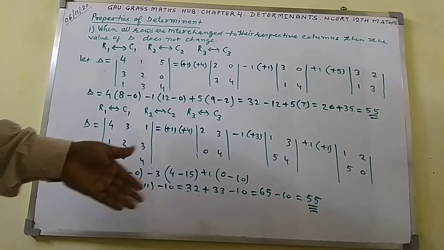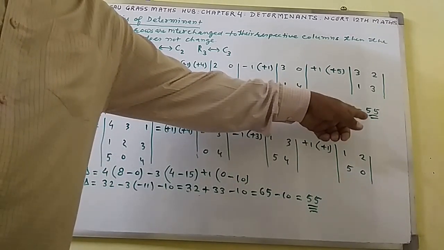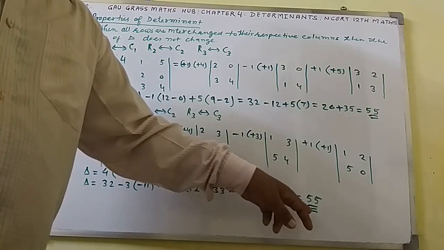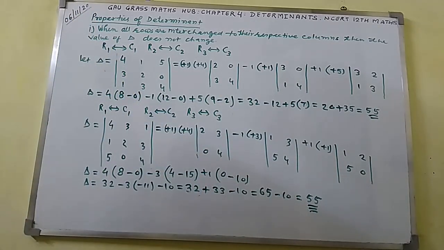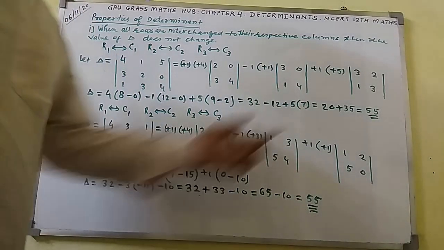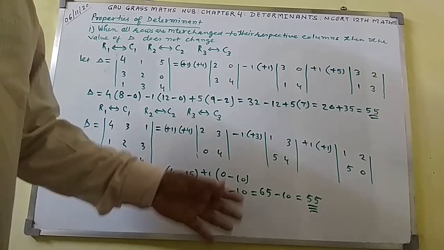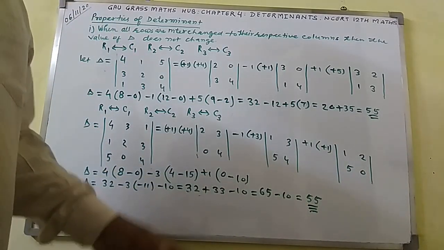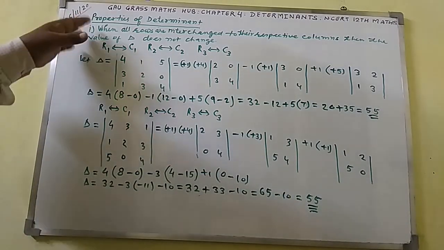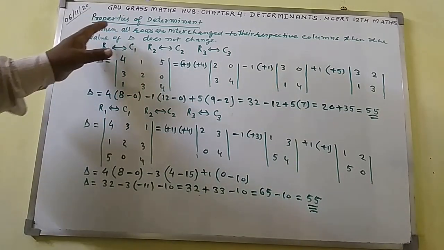In both cases, you can see the value of the desired determinant is 55 and the value of the original determinant here is 55. In both cases, the value of the determinants are the same. This means that this property is 100% verified.